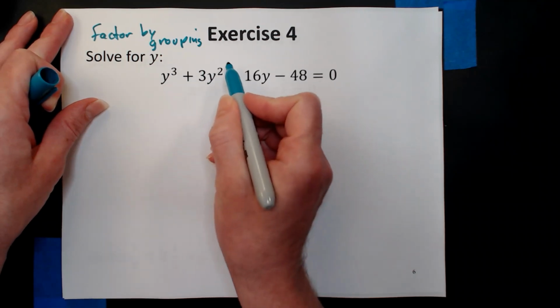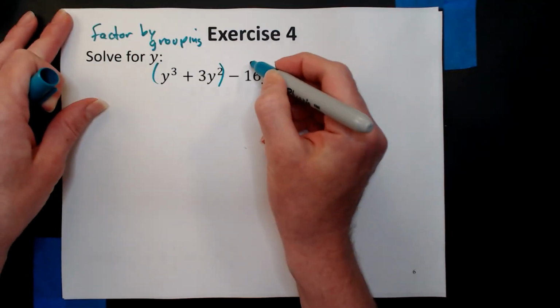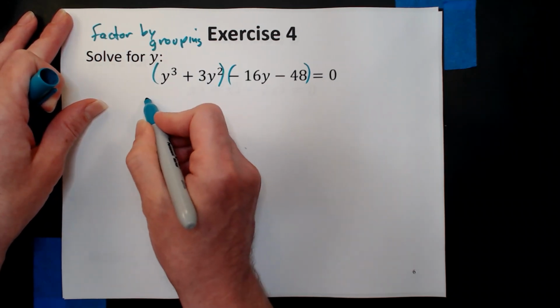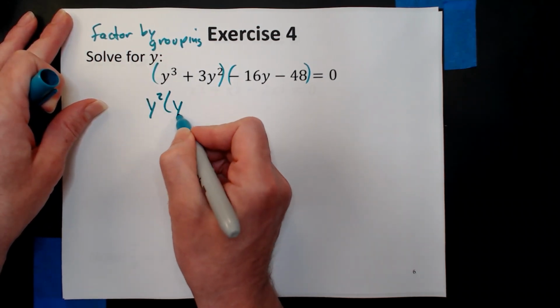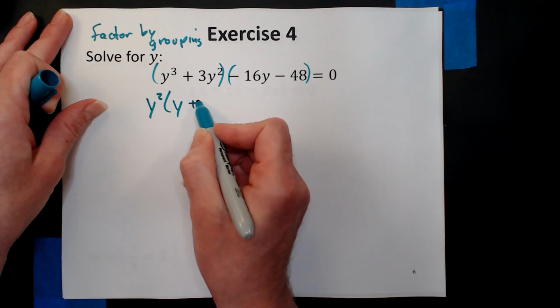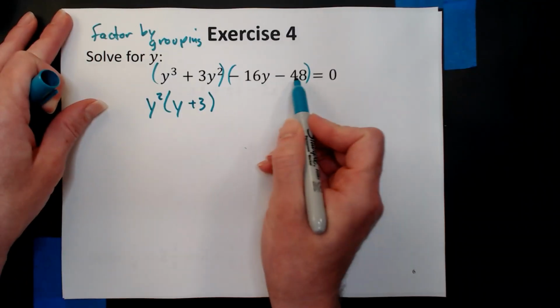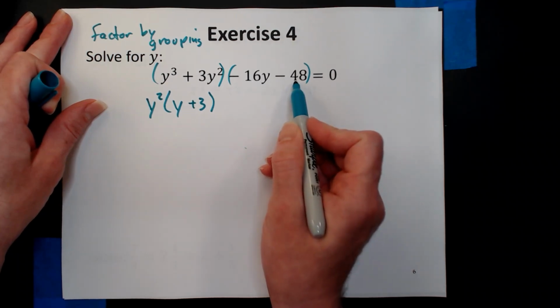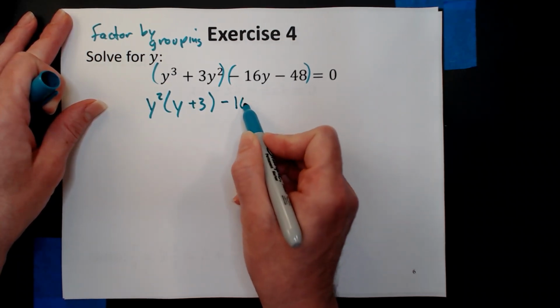So I'm going to factor out the biggest thing I can from these two terms and the biggest thing I can from these two terms. So y squared is in common to both those terms. So I'm going to factor out a y squared, and that's going to give me y plus 3. And here, the biggest thing I can factor out is 16. 16 goes into this number, 16 goes into that number. But not only that, I'm going to factor out a -16.